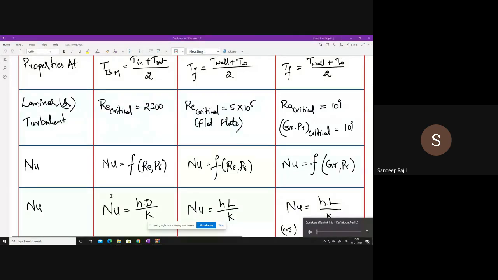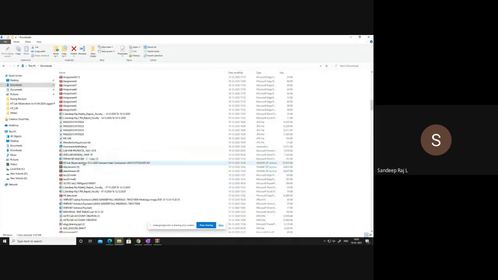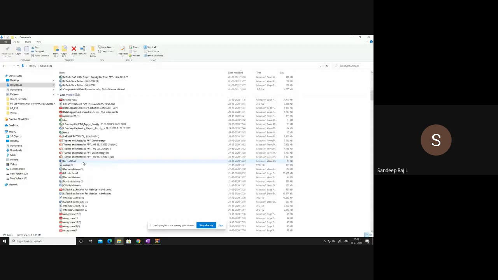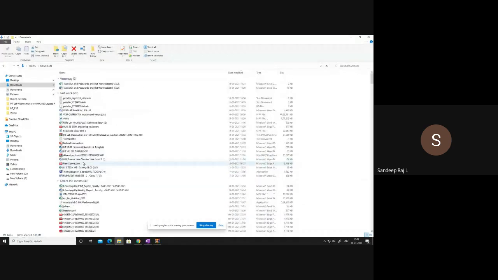So good morning, students. We have been discussing natural convection in the last class. In the last class, I concluded the discussion on natural convection. The various cases that are there in natural convection were solved in the last class. Now I will just brief you about the various cases there.